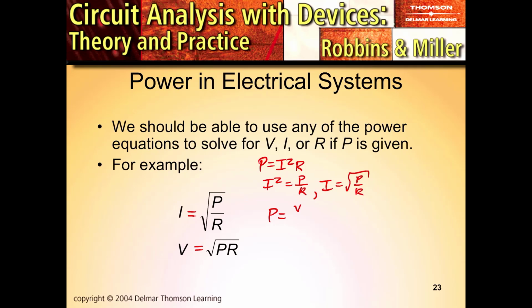P equals V squared over R. So that means that we've got V squared equaling P times R, and V has got to equal root P times R.